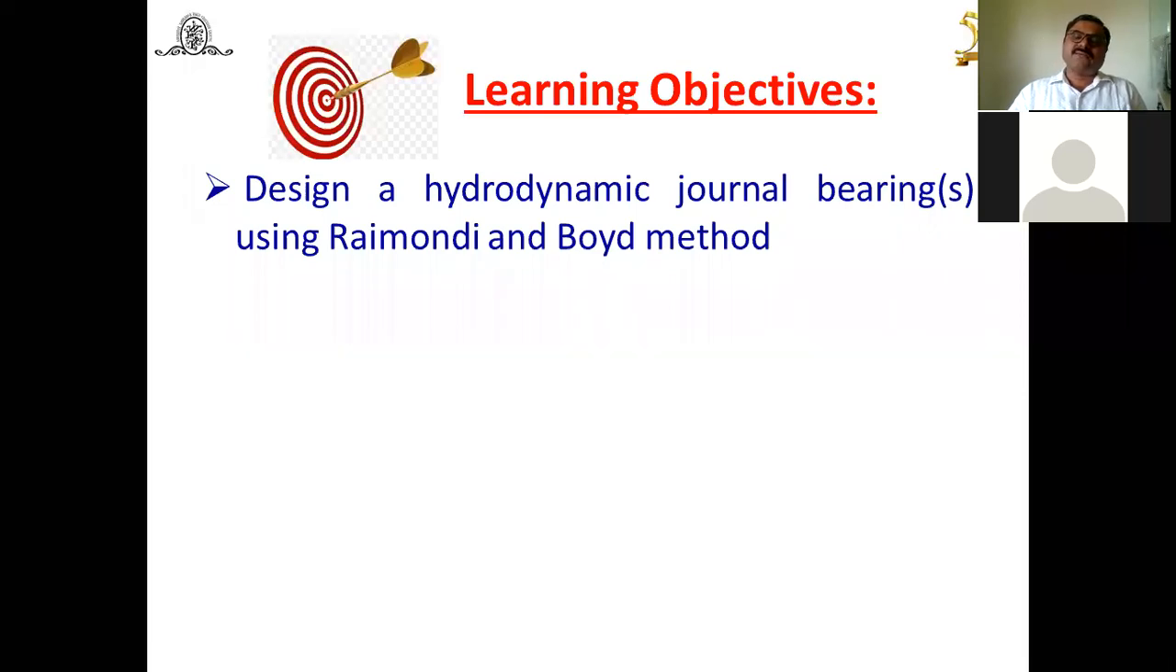Again, from the earlier session, I would like to recall the important design parameters. They are the L by D ratio, the minimum fluid film thickness, the radial clearance, the bearing pressure, and the starting load. All these are important design parameters, and the designer has to assume or select some of them while designing this hydrodynamic journal bearing.